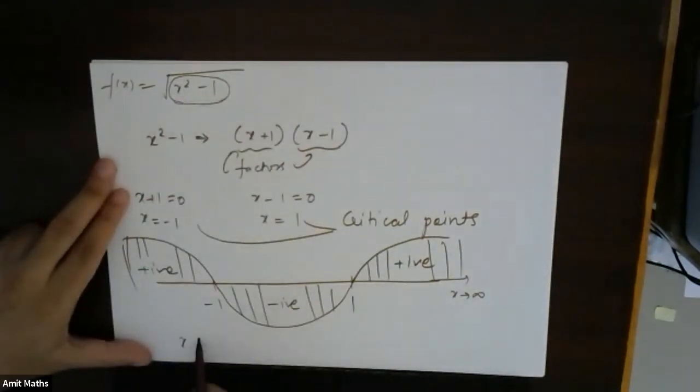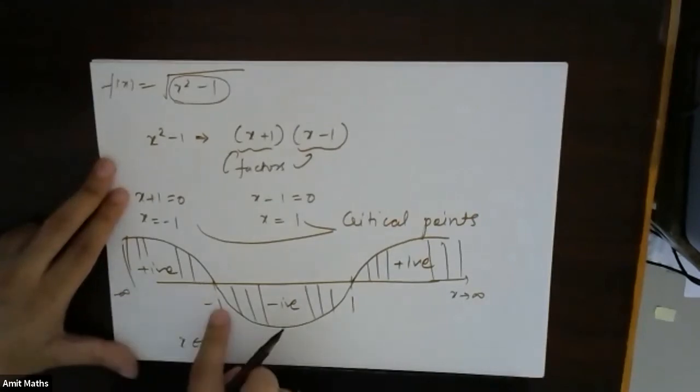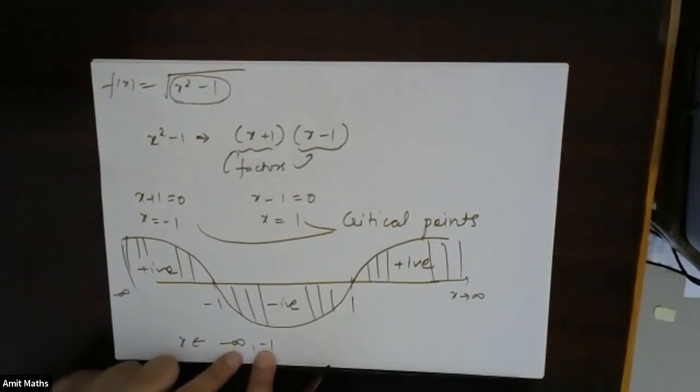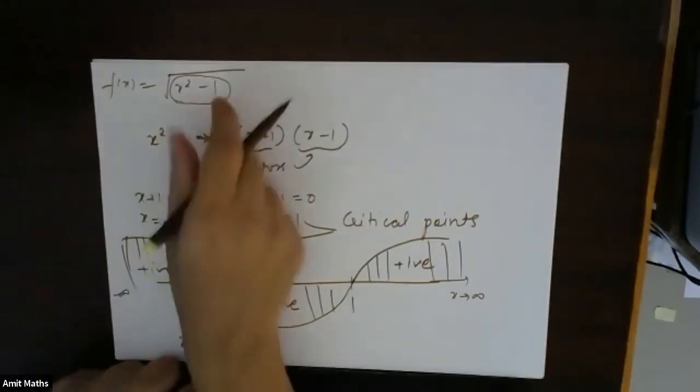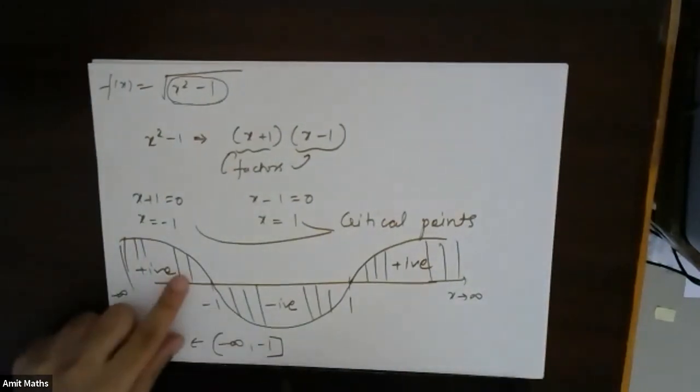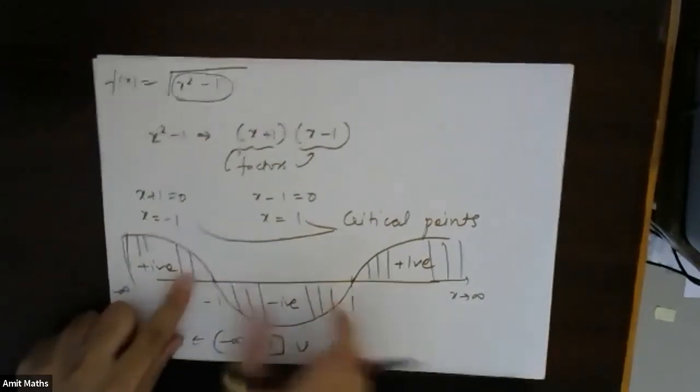So I will take x belongs to -infinity to -1. Now -1 can be included or excluded. If I take -1, this will become 0. Under root of 0 is 0. So that means -1 will be included. Union, can I take anything between these two?